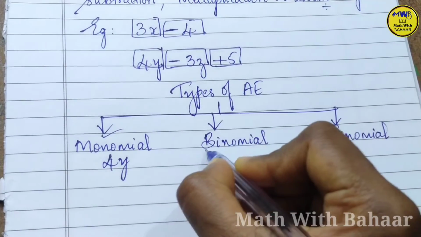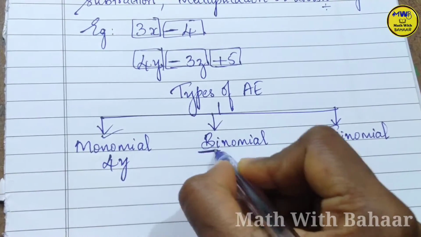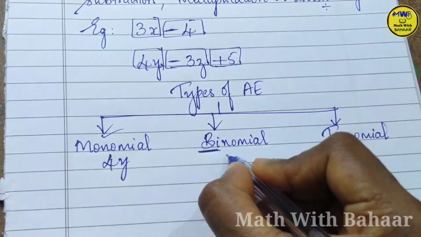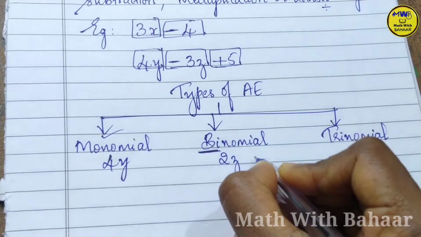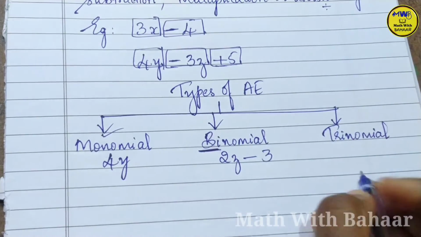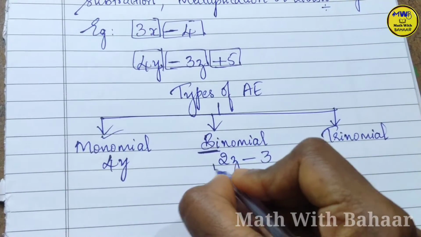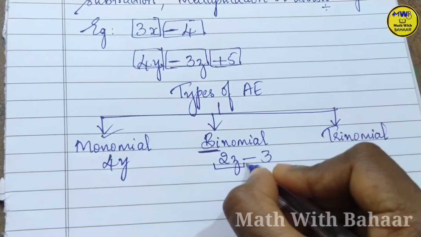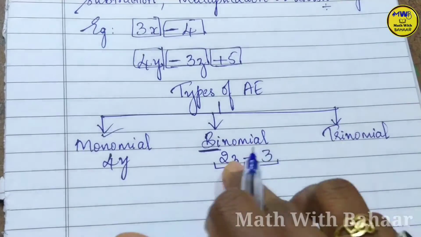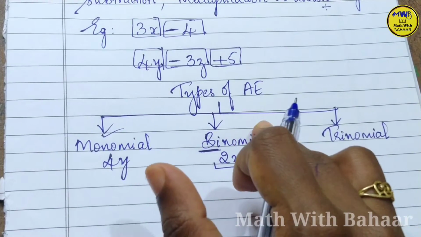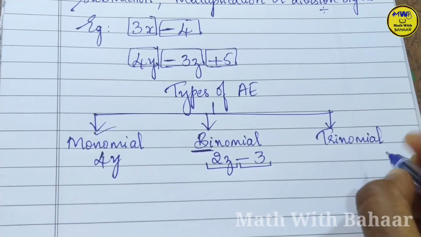An algebraic expression which consists of two terms. Bi means 2 here. For example, 2z -3. Can you tell me how many terms are here? 2z is one single term. -3 is another term. So there are two terms over here. So it's a binomial. Let's have an example for a trinomial now.